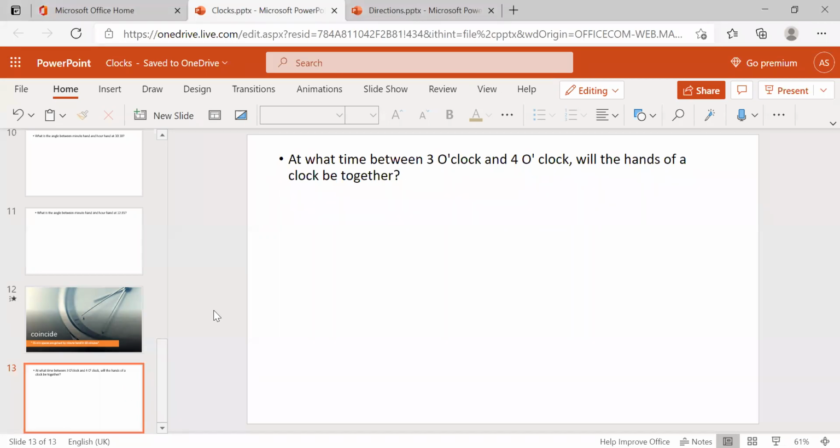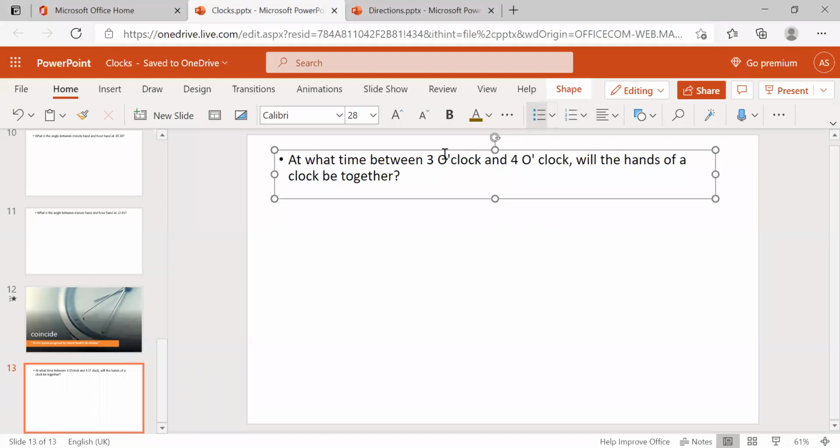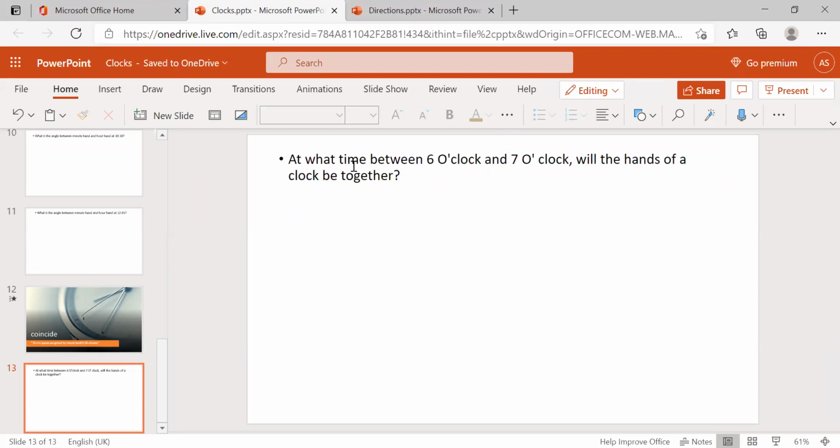Now, look into another question. 6 and 7. What is the time between 6 o'clock and 7 o'clock when the hands will be together? So 6 and 7. It will coincide in between only, right? Both hands will coincide like this only. Now, which one is the small one?